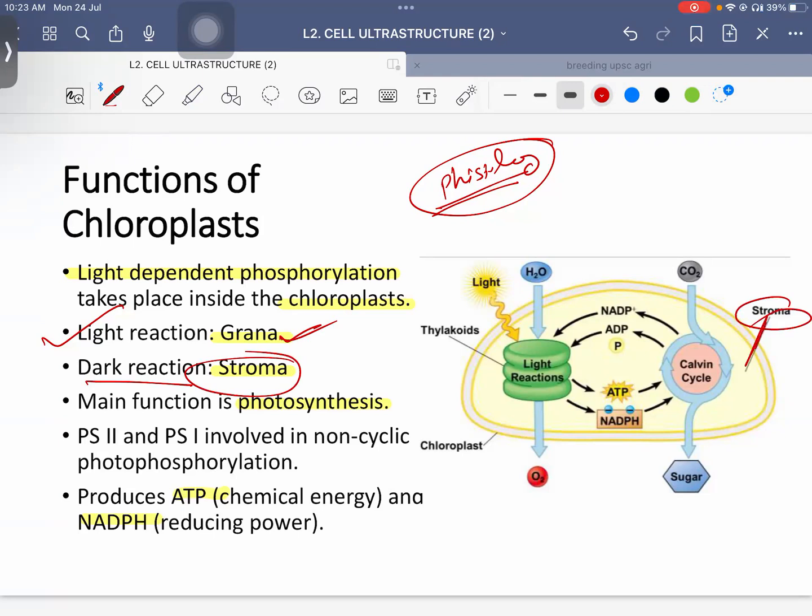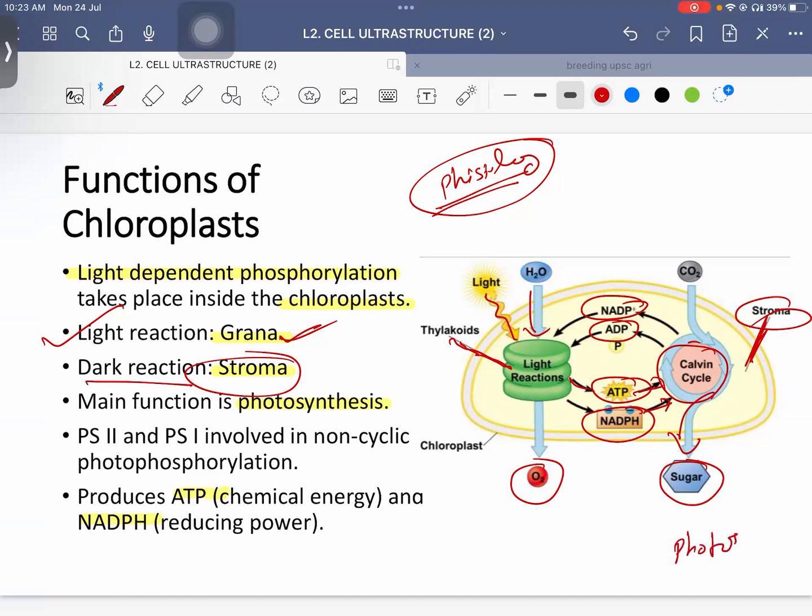Stroma means the inside one. This is the thylakoid or the grana, wherein the light reaction happens. You know that in the light reaction, H2O is split and oxygen is released, and from the Calvin cycle we get NADP plus and ADP. Then there is production of ATP and NADPH, which act as the source for the Calvin cycle. And finally, there is production of sugar. This is the basis of photosynthesis.